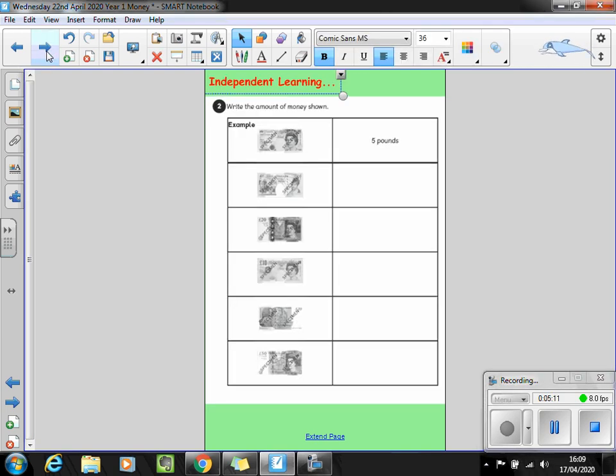Question 2. You're given some pictures of some of our notes we do use in the United Kingdom. Some show the front of the note, some show the back, so look very carefully. Could you write down the amount of money that each note represents? The first one has been done for you. We can see that that picture represents a £5 note.